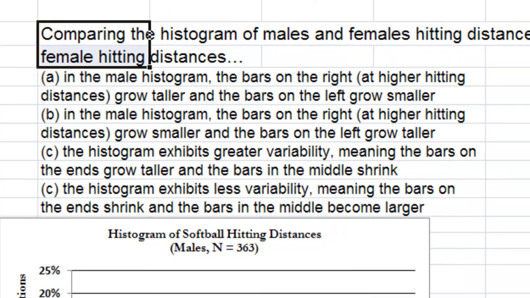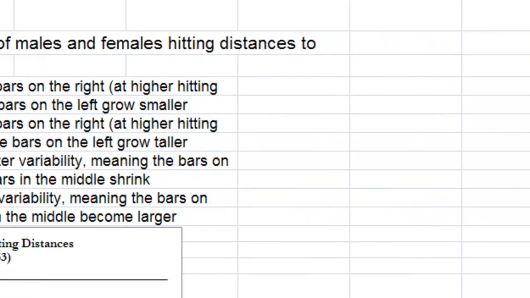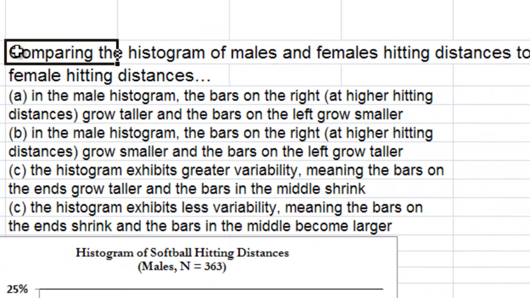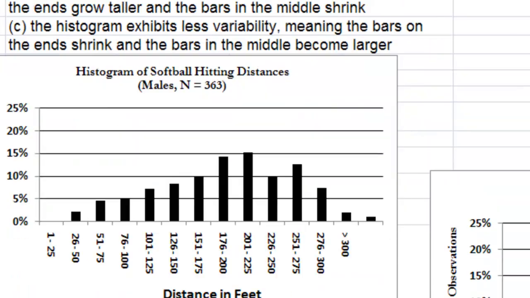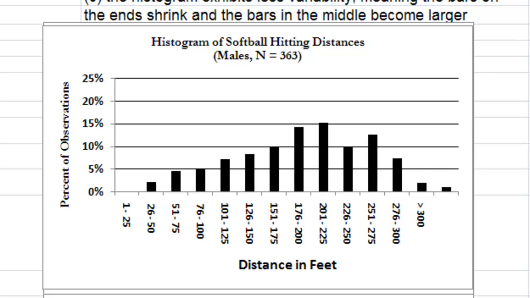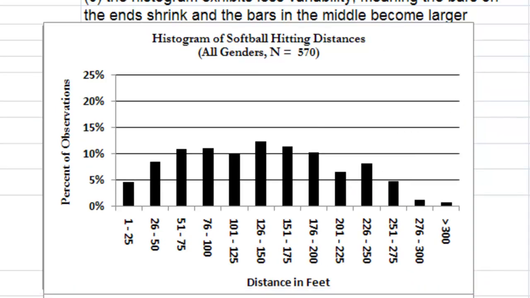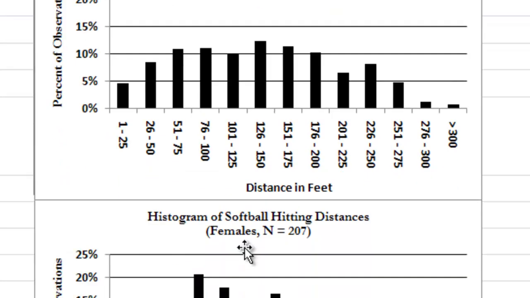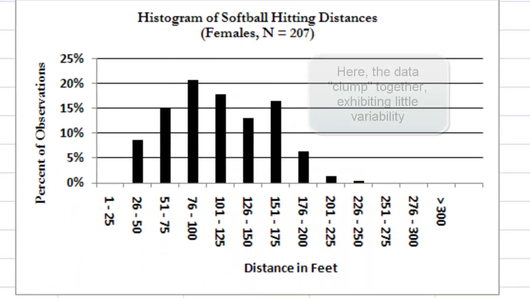This is another question similar to what's on the homework. This is comparing the histogram of males and females hitting distances to female hitting distances. So now we want to see what happens when we go from a histogram of female hitting distances to a histogram of hitting distances for all genders. And look at what happens when we go from females to all genders.